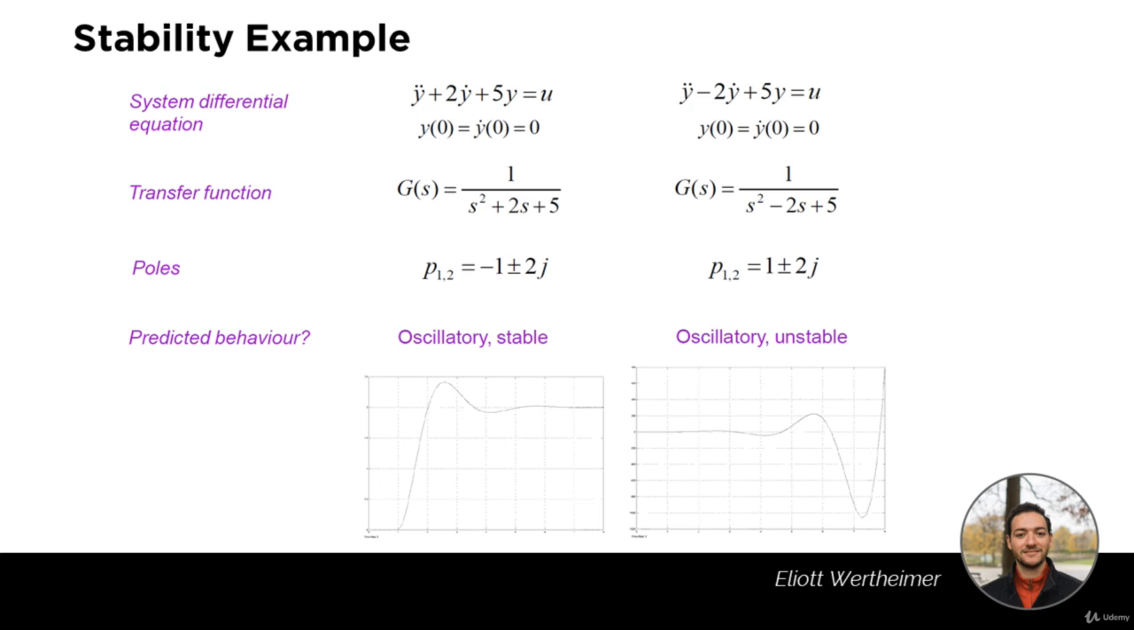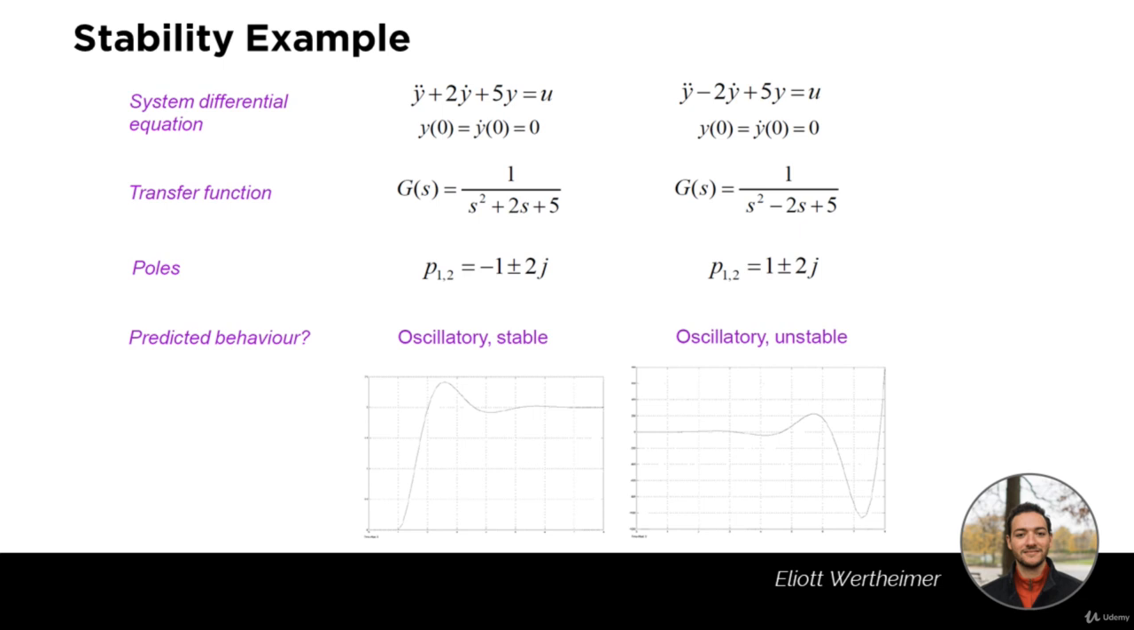So as we said earlier, in one case you've got a negative real part, and in another case you've got a positive real part. So what is the predicted behavior of this system? Well, the one with the negative real part is oscillatory but stable.